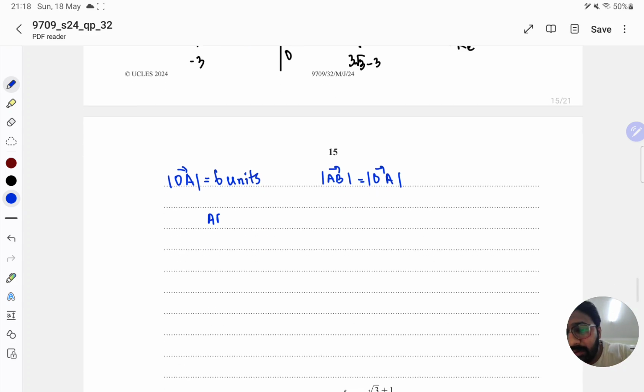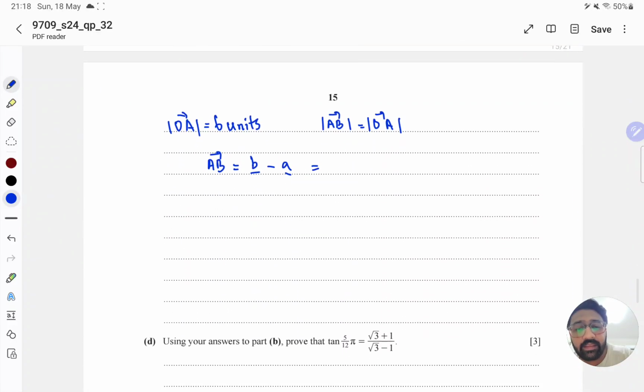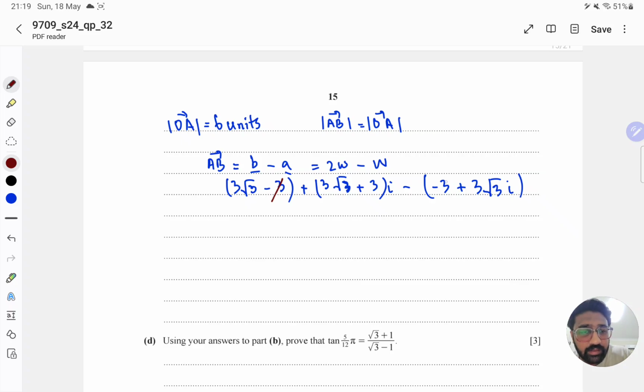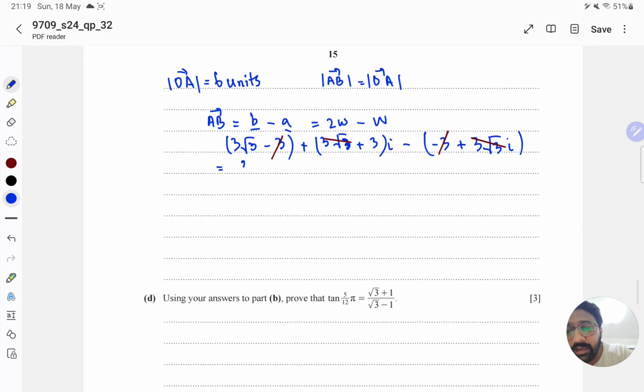So let's write down AB first. AB will be B minus A. And B was ZW minus W. So ZW, we have it as 3 square root of 3 minus 3 plus (3 square root of 3 plus 3) I. Minus W is minus 3 plus 3 square root of 3 I. Now if I simplify, this minus 3 is going to cancel out with this plus 3, and similarly this plus 3 square root of 3 will cancel out with this minus, and I will be left with AB as 3 square root of 3 plus 3I.